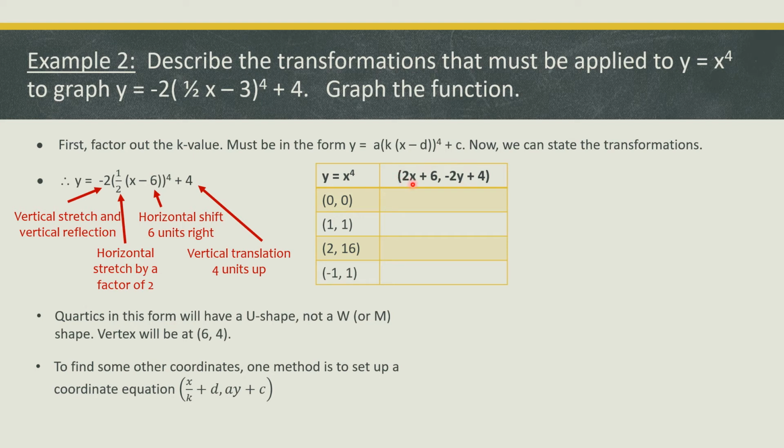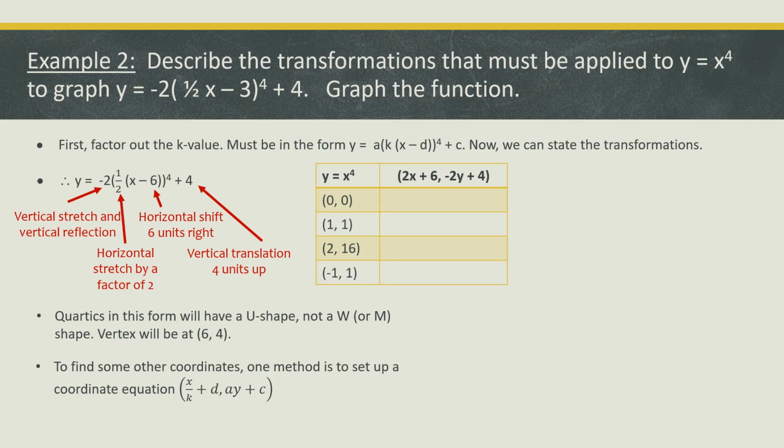This is that little coordinate equation we just talked about right here. I got all of these pieces from my equation in transformed form, and this little formula here. So this is my x divided by k. My k is a 1/2. So x divided by 1/2 is 2x. That's where this 2x comes from, and so on. So let's get some numbers to put in the chart. So I'm going to substitute in. I'll show you all the steps here for a few of them.